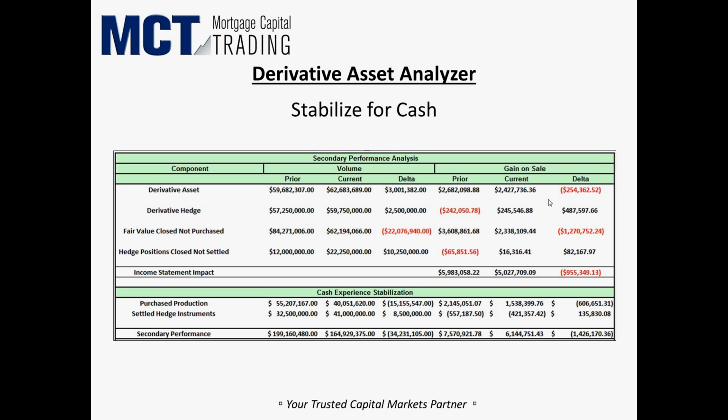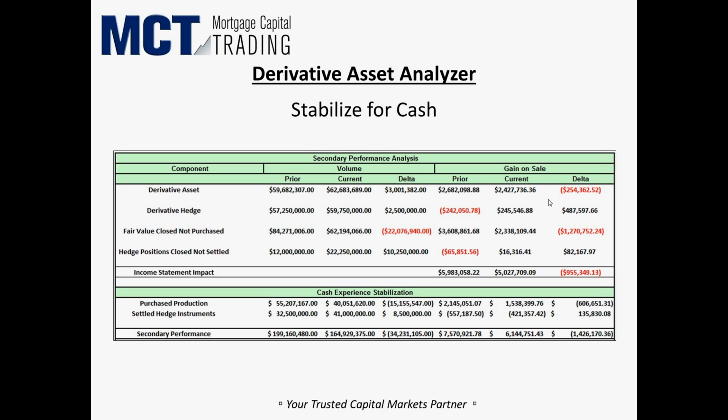So in this example, 55.2 million got purchased the prior month. 40 million got purchased the current month. And so you can see that volume differential, there's a $15 million drop. So when we look at what we made cash-wise, the prior month we made 2.1. The current month we made 1.5. So you can see the cash actually makes the situation worse because we're backing out 2.1 from a 1.5 number this month, giving us a negative 600,000.